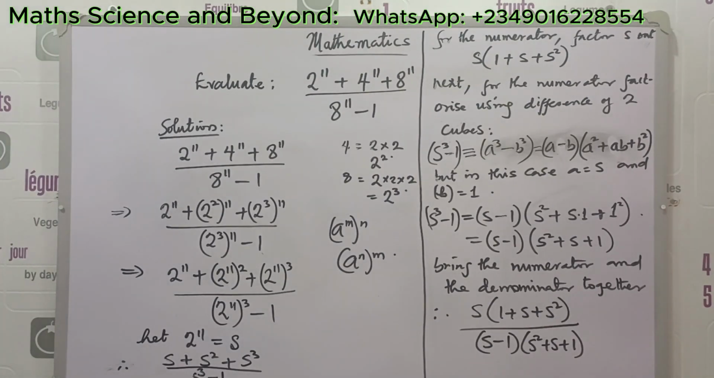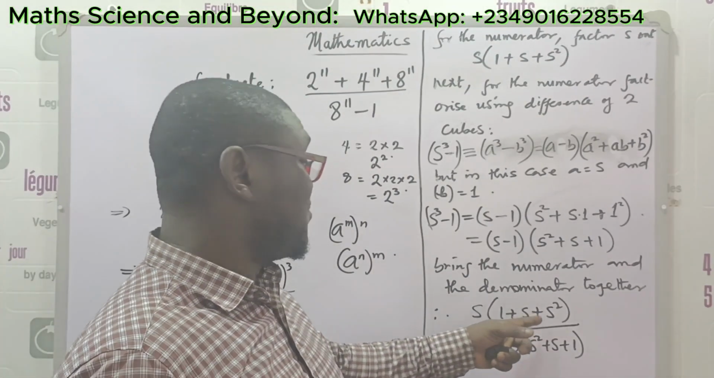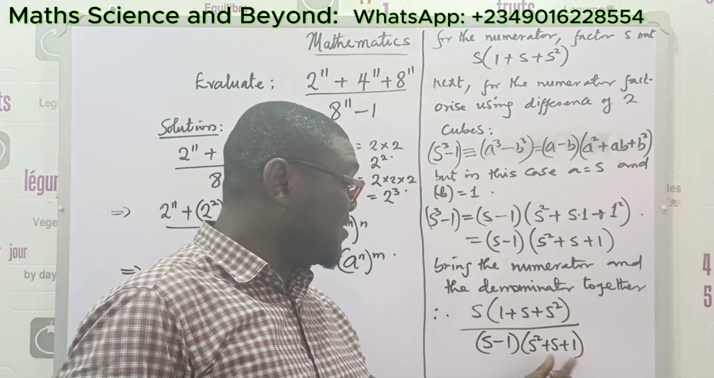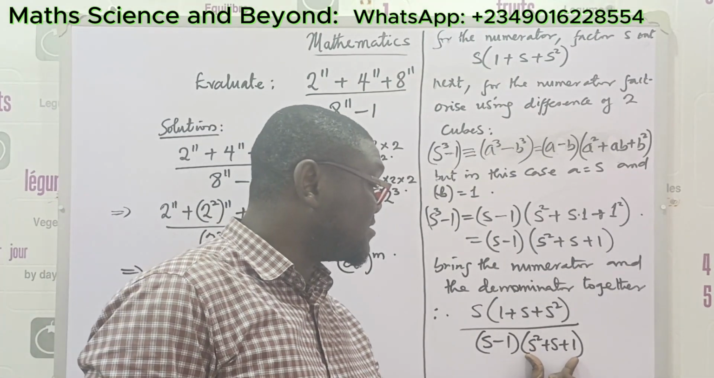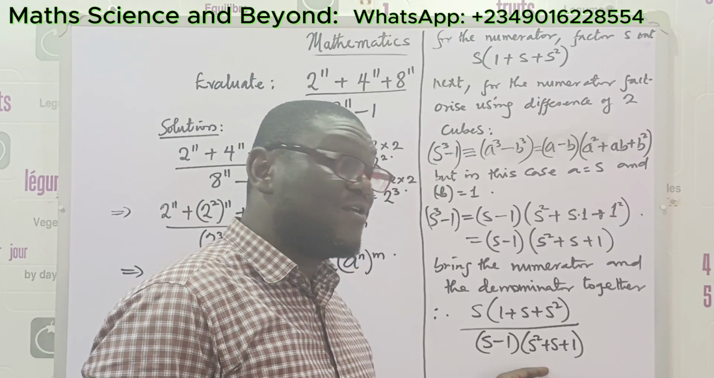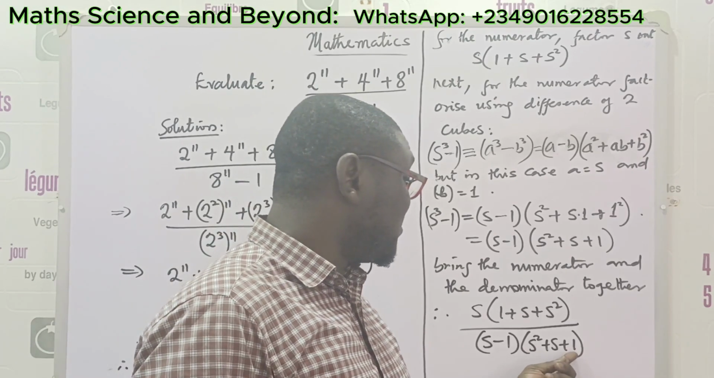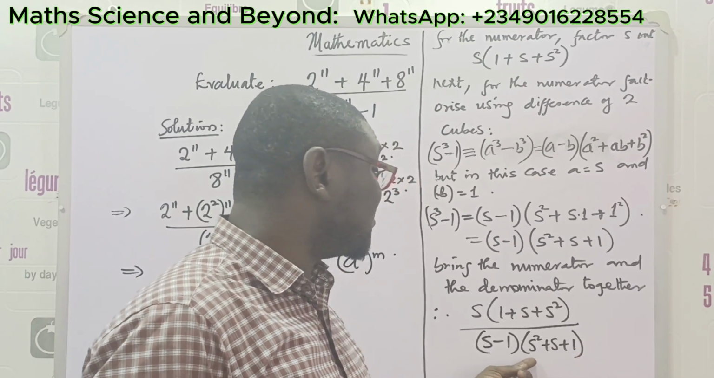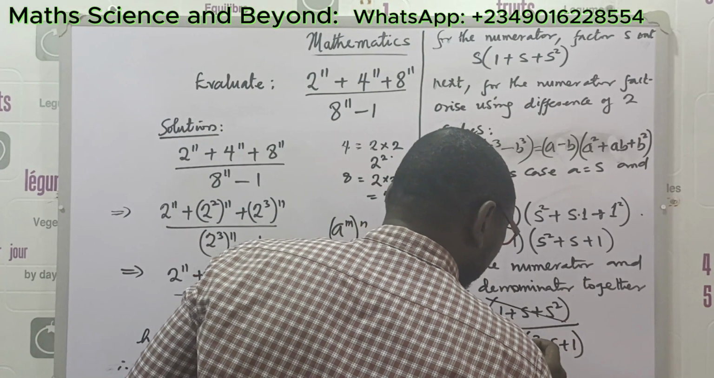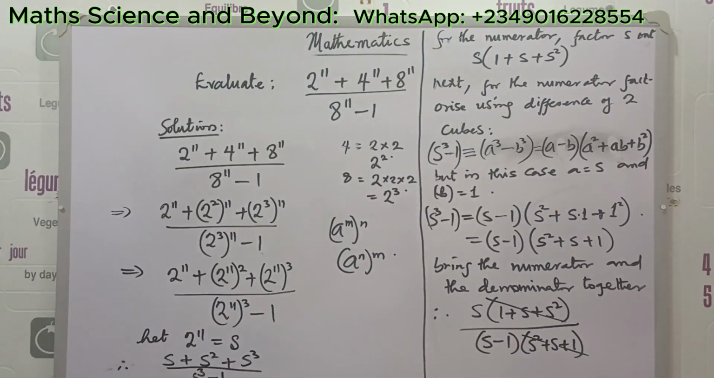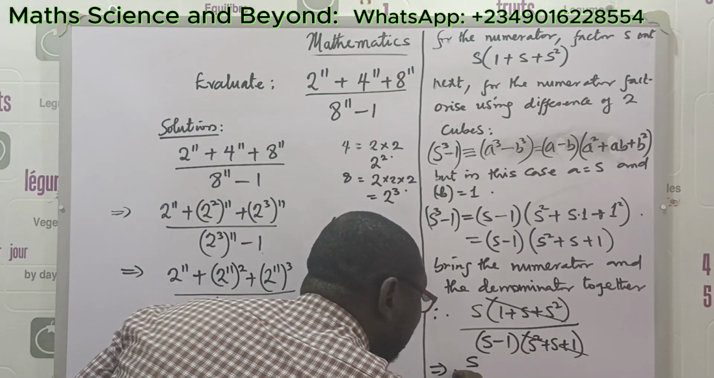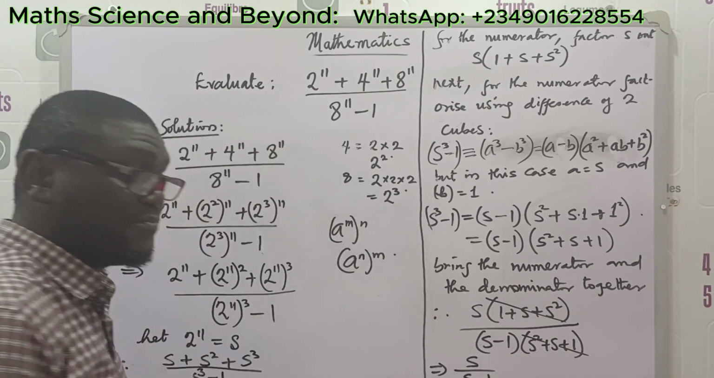Now, if you look at the numerator, you will see that we have 1 plus s squared. And if you look at the denominator, you will see that we have the same thing here. It's just that the arrangement is different. But since it is addition that is binding all of them together, if you read it from here, it's going to be 1 plus s plus what? S squared. 1 plus s plus s squared. So therefore, this can be cancelled. Is that okay? So in that case, we will be left with what? S all over s minus 1.